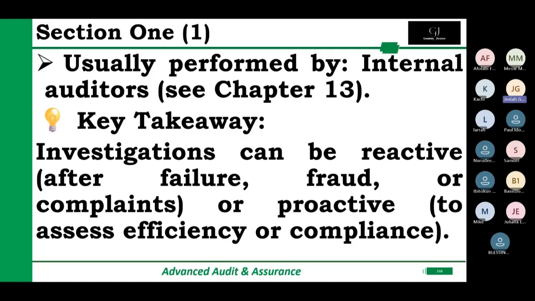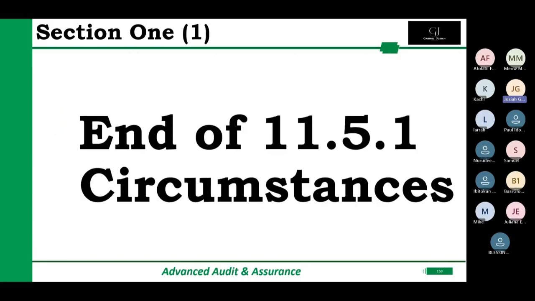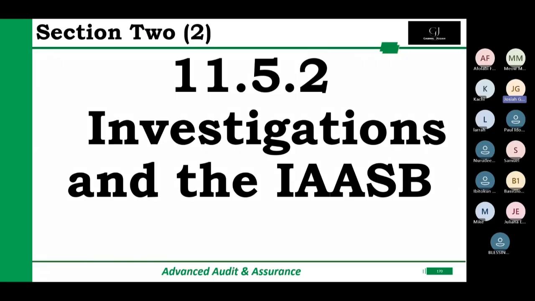So the key takeaway for this investigation is that it can be reactive, after a failure, after a risk has crystallized, such as fraud risk or complaints, and it could be proactive, to assess efficiency or compliance. So investigations are two-way, reactive or proactive. Those are the circumstances that could warrant investigations to be carried out. Any questions?